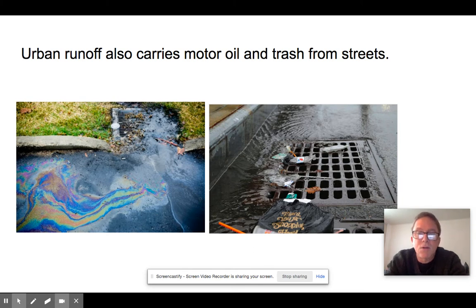Urban runoff also carries with it motor oil. When you look at a road, you'll see little dark spots. That's basically lubricating oil and engine oil that drips down into the street. And it'll just sit there. It's usually not volatile. It'll just sit there day in and day out. And when it rains, it then floats to the top.